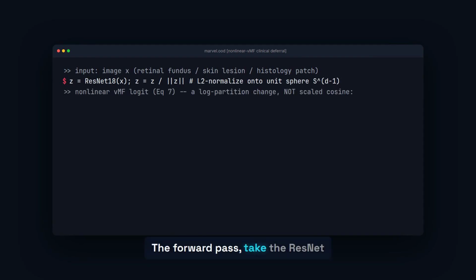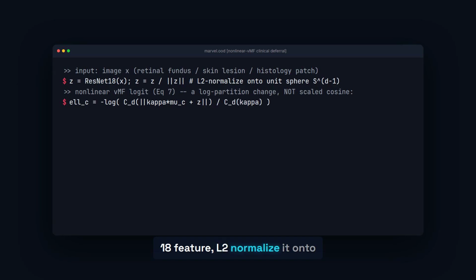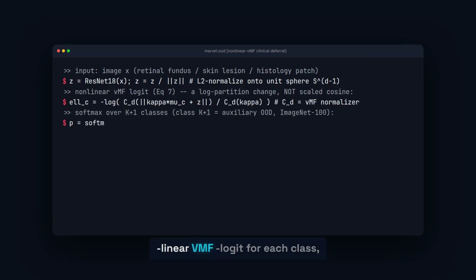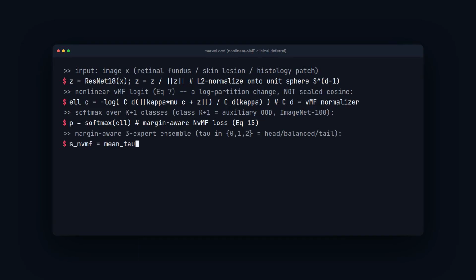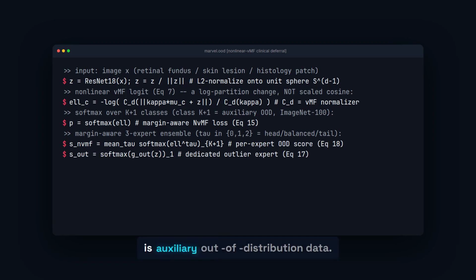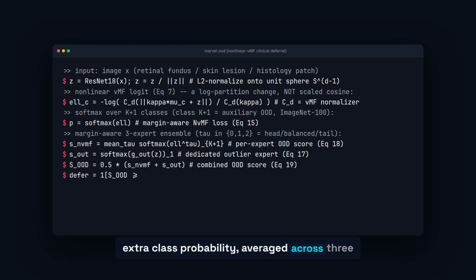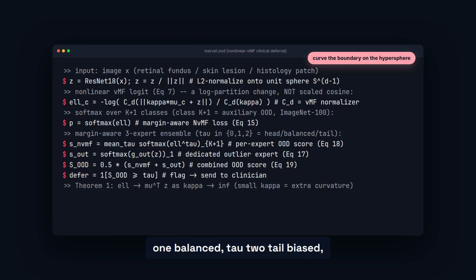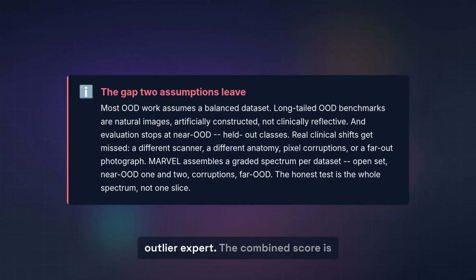The forward pass. Take the ResNet 18 feature, L2 normalize it onto the unit sphere. Compute the nonlinear VMF logit for each class, not a scaled cosine, but a change in the log partition function: negative log of C_d of kappa mu plus x norm over C_d of kappa. Softmax over K plus 1 classes, where the extra class is auxiliary out-of-distribution data. The per-expert score is that extra class probability, averaged across 3 experts: tau 0 head biased, tau 1 balanced, tau 2 tail biased. Fuse it with a dedicated binary outlier expert. The combined score is half the two. Threshold to defer or classify.